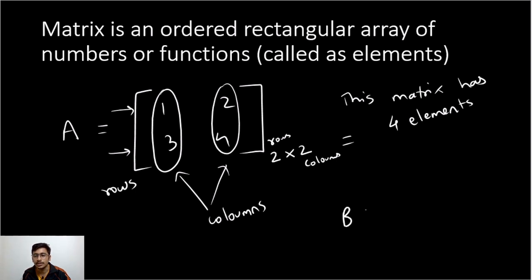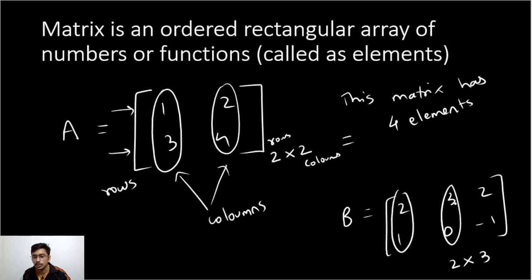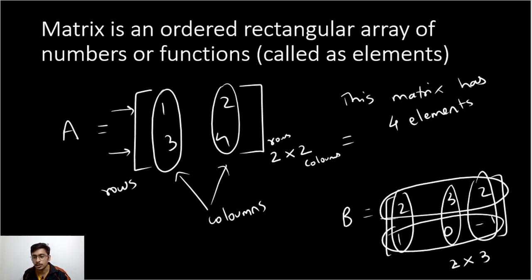So if I write B is equal to, let's say, 2 3 2 1 0 minus 1. In this case we have 2 rows and 3 columns, right? 1 2 3, we have 3 columns and we have 2 rows. So that's why we write 2 cross 3. It's a convention that we use. Always write the number of rows followed by the number of columns, and this is called the order of a matrix. So the order of B matrix is 2 cross 3, order of A matrix is 2 cross 2.